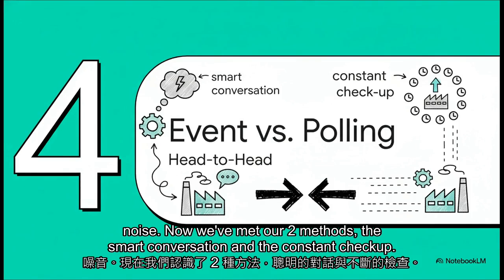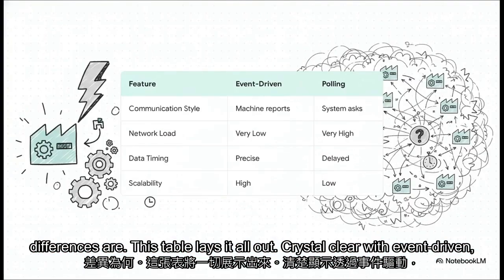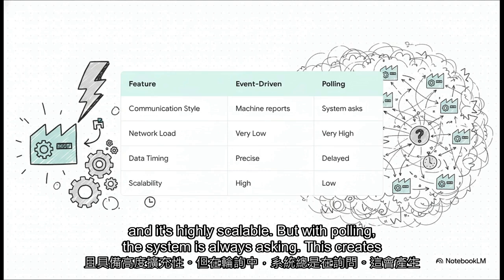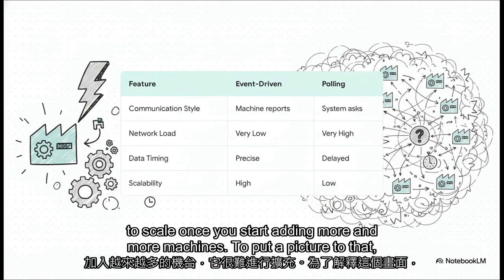Okay, so now we've met our two methods, the smart conversation and the constant checkup. So let's put them side by side, a proper showdown, and see what the real practical differences are. This table just lays it all out, crystal clear. With event-driven, the machine reports in. That means the network load is super low, the data timing is precise, and it's highly scalable. But with polling, the system is always asking. This creates a really high network load, you can get data delays, and here's the big one. It really struggles to scale once you start adding more and more machines.